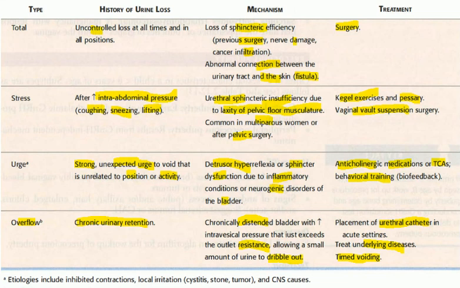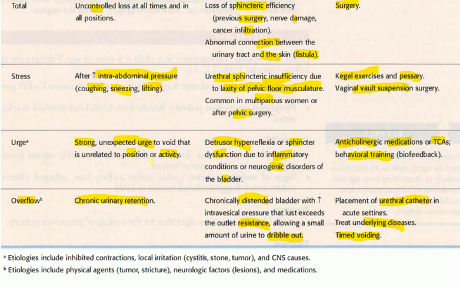So here is A and B. For the urge, etiology includes inhibited contractions, local irritation like cystitis, stone, tumor, and CNS causes. Here you just remember about neurogenic and all inflammatory and hyperreflexia conditions for the urge. But for the overflow, you need to remember there will be physical agents, tumor or stricture, neurological factors, lesions could be there, and medication problems.